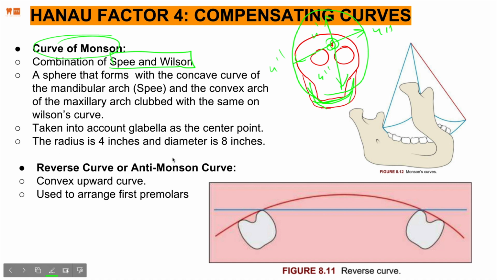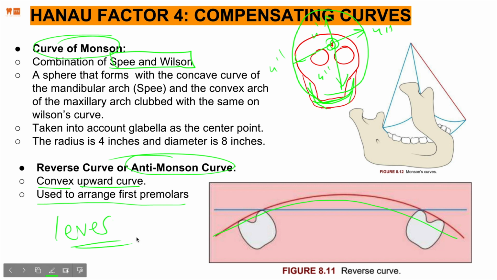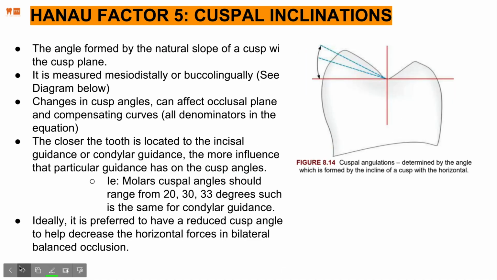Reverse curve or anti-Monson curve is the convex upward curve used to arrange the first premolars. The first premolars are actually arranged a little bit this way. Remember when we talked about arranging the teeth in the lever balance, we mentioned that was for molars. Any other teeth, they don't follow that. Okay, so reverse curve is the set of premolars, first premolars.